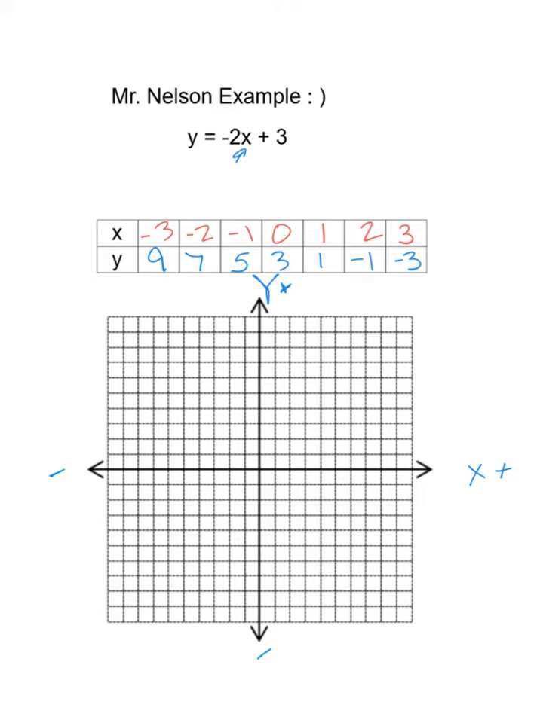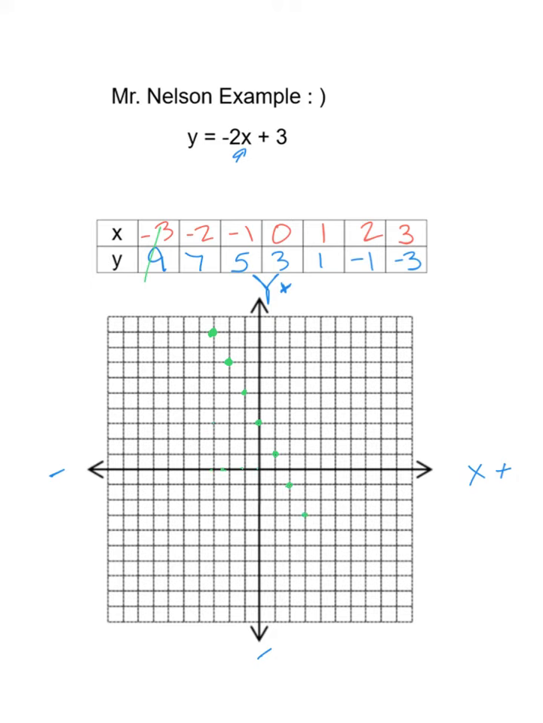So my first point is -3, 9. I'm going to go over 1, 2, 3 on the negative side, and then I'm going to go up 9. That'll give me a point right here. There's that one. Then I have -2, 7. So on the x-axis I go over 2, go up 7. Then I go over 1, up 5, 0, 3, and just like that.